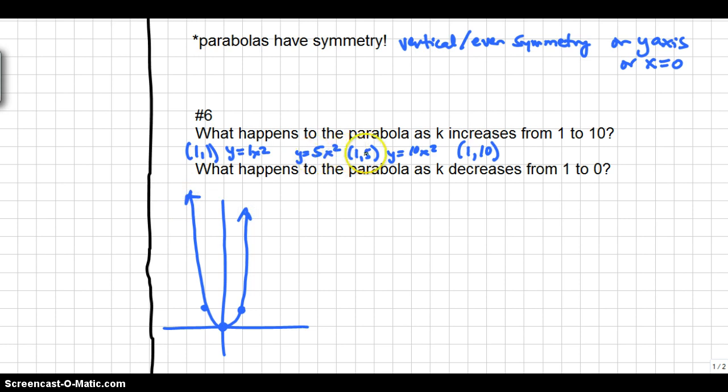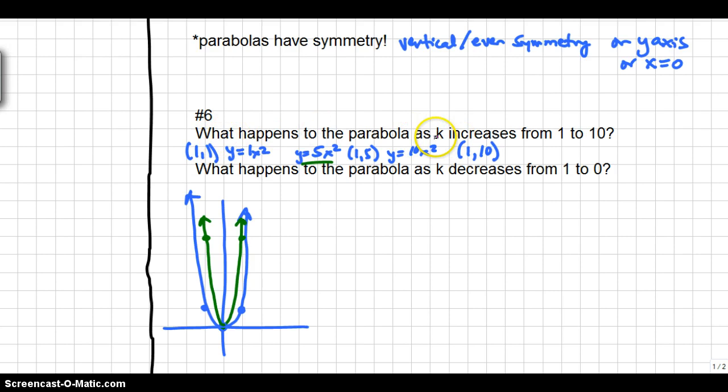Next equation of 5x squared is going to start at (0, 0). The next coordinate is going to be over at (1, 5). And then its mirror image. So that parabola, notice that it is skinnier than the previous. So we can kind of predict now what's going to happen to 10x squared. We can predict that that's going to be even more skinny because the next coordinate is going to be at (1, 10).